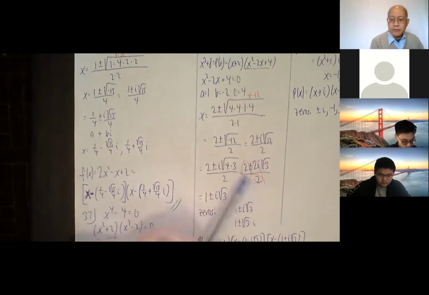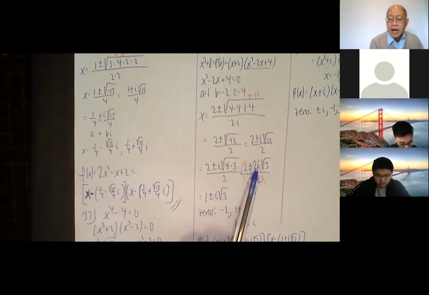Then what's all this red stuff? It means there's a 2 here, there's a 2 here, there's a 2 here. So you can divide 2 into all of them. So 2 divided by 2 is 1. This 2 divided by 2 is 1. So I have 1i radical 3.